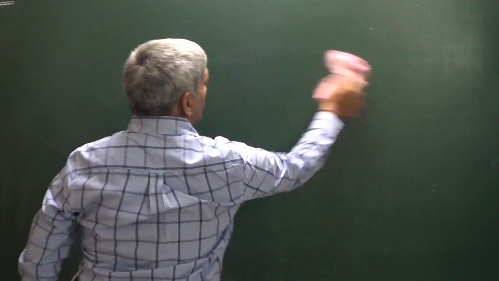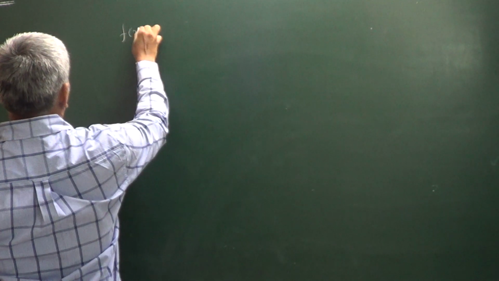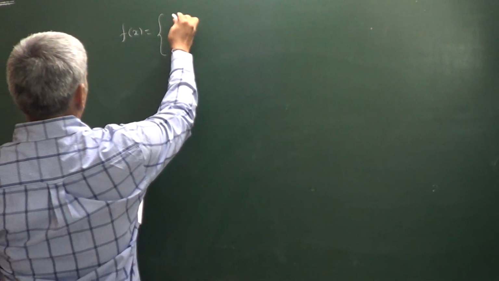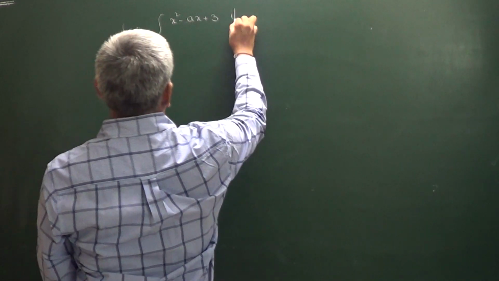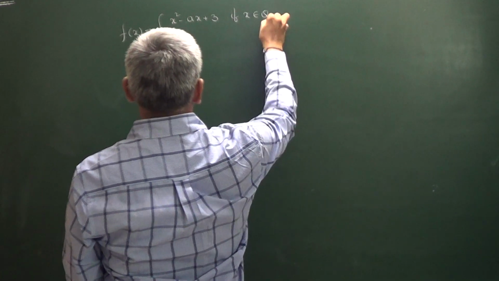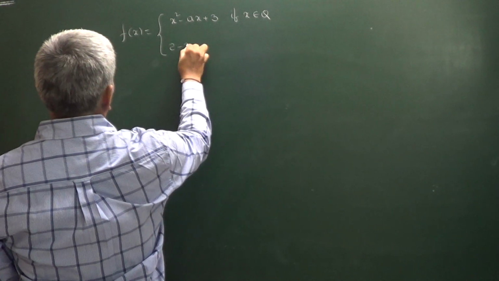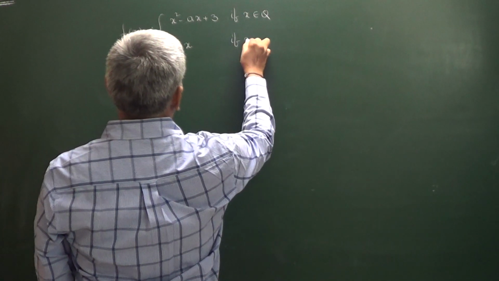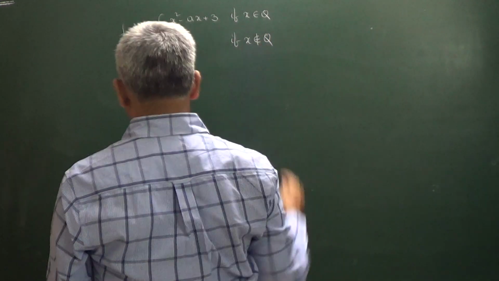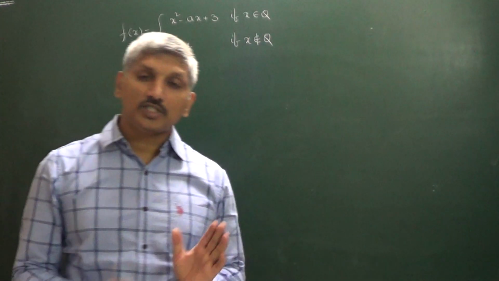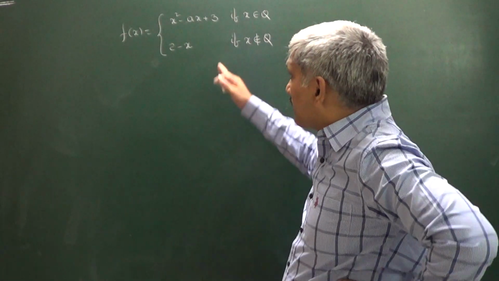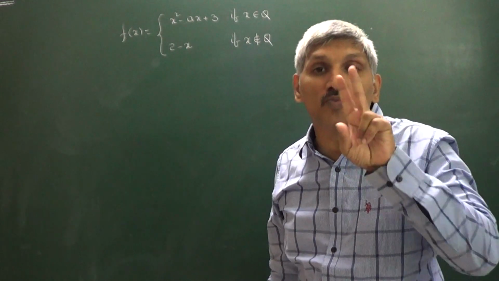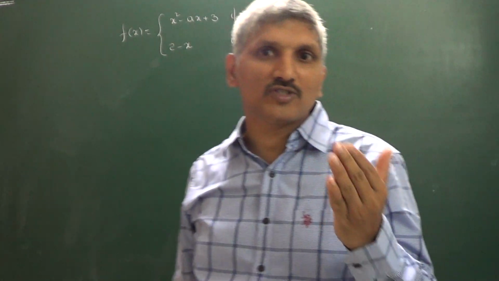So one more question we will discuss of this type. The question is given like this. f of x is equal to x square minus ax plus 3 if x belongs to Q, x is a rational number, and 2 minus x when x does not belong to rational numbers. So he is saying f is continuous exactly at 2 points. Then what are the values of a?